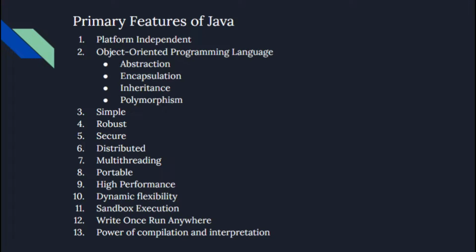Number 3. Java is simple. Java is one of the straightforward languages because it doesn't have complex features like pointers, operator overloading, multiple inheritance, and explicit memory allocation.